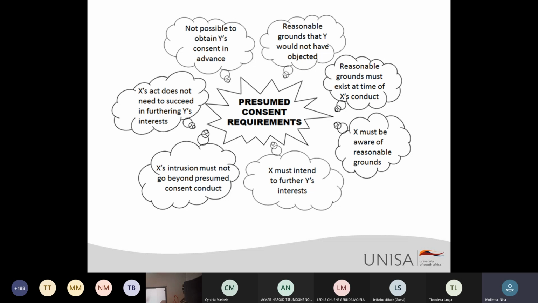And then it must not be possible for Y to give consent in advance. In other words, if X could have obtained Y's consent in advance, there's no presumed consent. Now, this again, like I said, is just a very short summary from Snyman, so that you have something from this textbook, and you don't need to actually go and read it there.